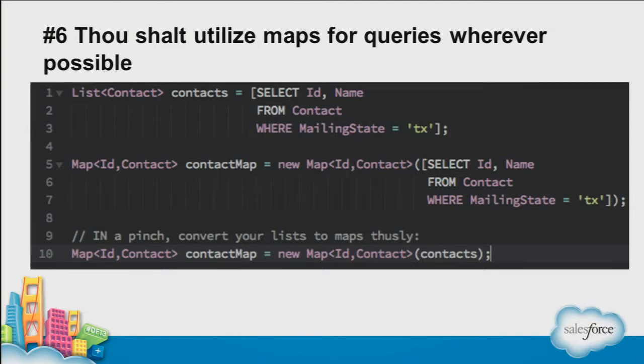Very helpful, very useful. So always try to use maps wherever you can, and even if you're refactoring and you get an opportunity to use this, you can always grab just the values by using, in this case, contactMap.values to grab the list of values if you want to iterate over the values, and likewise the keys as well, or the key set.